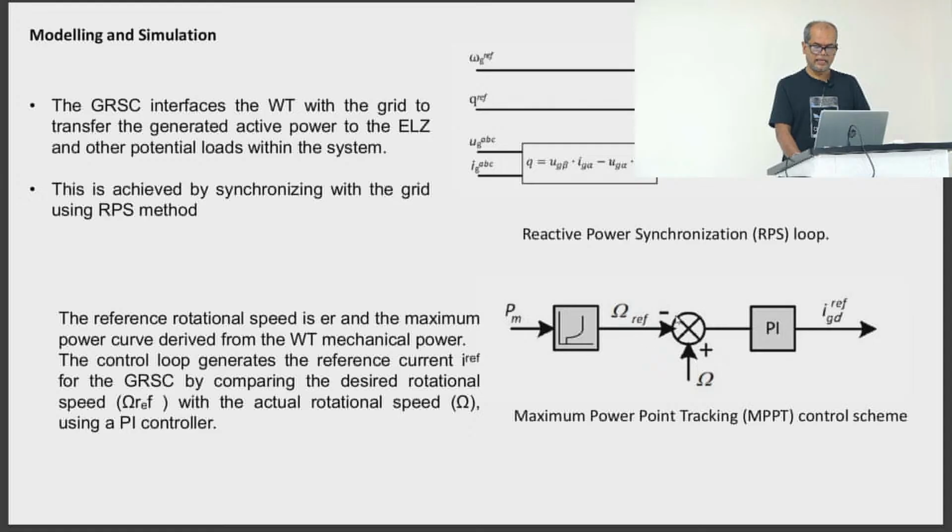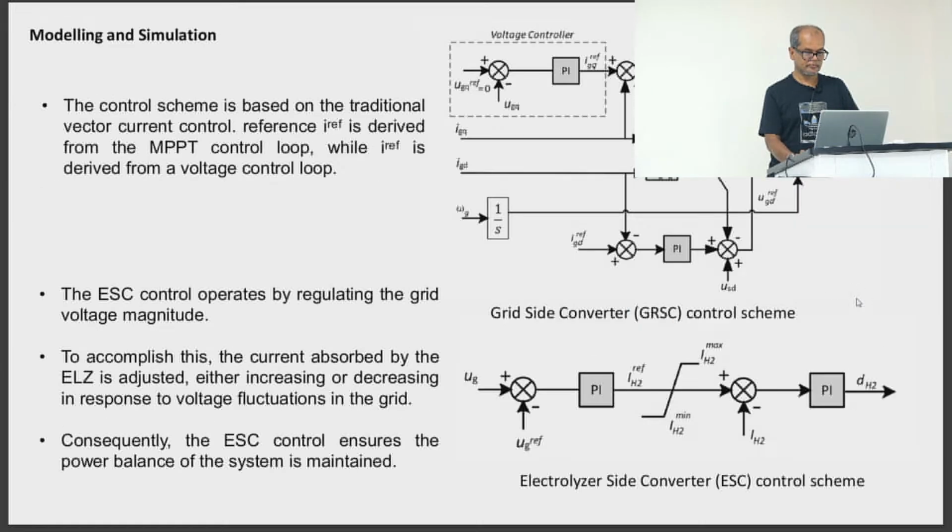Some of them also use the MPPT concept here, depending on whatever mechanical power we are getting. We can get the corresponding speed that gives you the maximum output power. And then you have the grid side converter, which as I said mostly controls the voltage because it is connected with the grid. And then you also have the electrolyzer control. Again, this is a very simple control just to maintain the voltage using the PI.